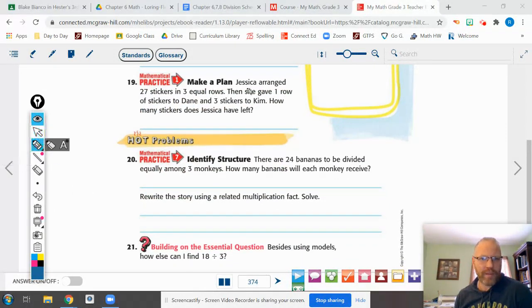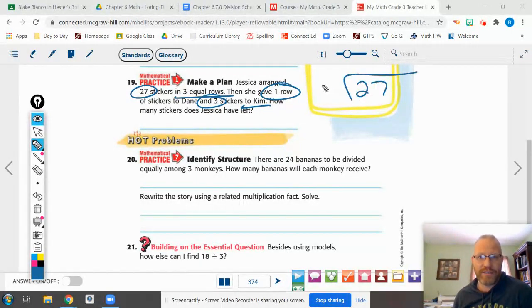Jessica arranged 27 stickers in 3 equal rows. Then she gave 1 row of stickers to Dane and 3 stickers to Kim. How many does she have left? Whoa, multiple parts to this problem. So first things first, she arranged 27 stickers in 3 rows. So she has 27 total stickers, and she puts them in 3 rows. So we have 3 times what equals 27.